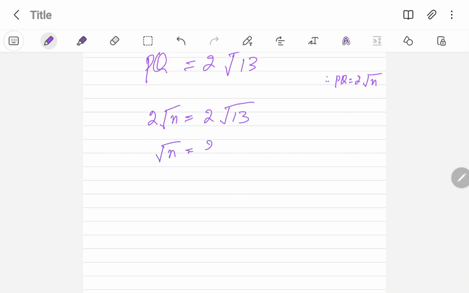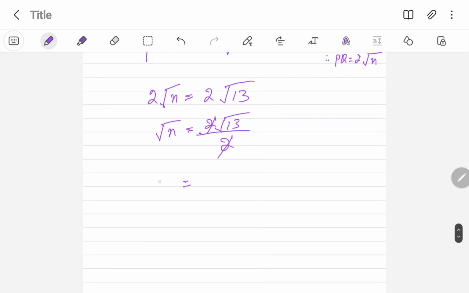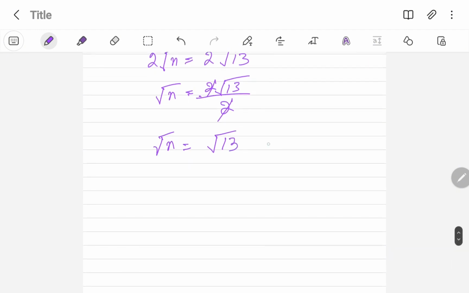Under root n is equal to 2 under root 13 whole divided by 2. The 2s will cancel each other. Under root n is equal to under root 13. We want only n, so squaring on both sides, the root is cancelled and n is equal to 13. It is the required answer.